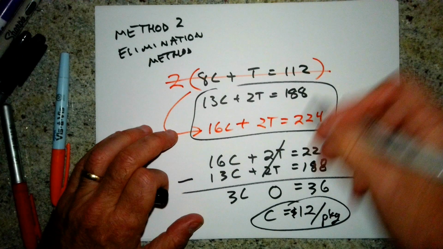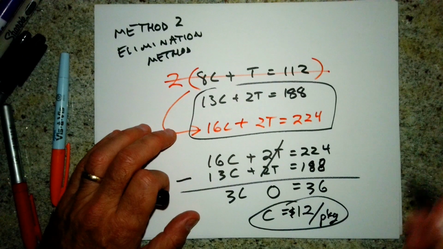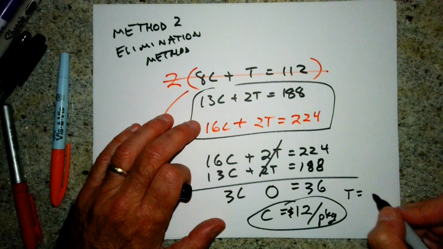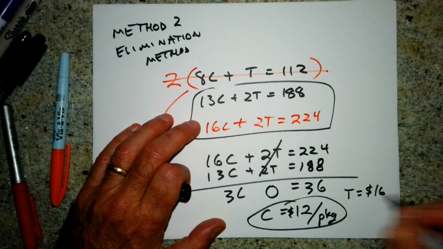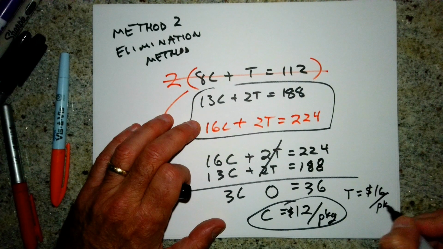If I go back and do the same thing I did before, plug it in up here and solve for t, I get t equals $16 per package for the oatmeal.